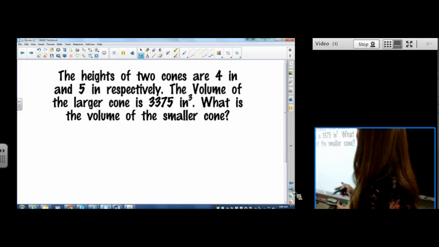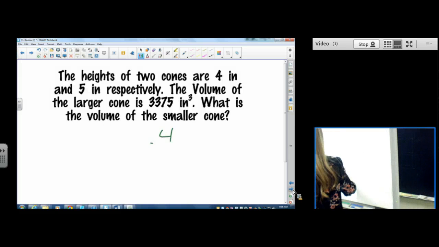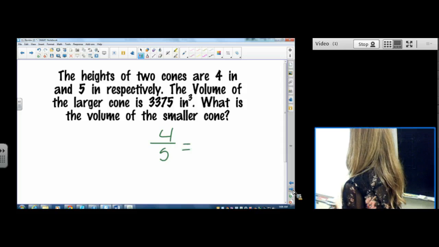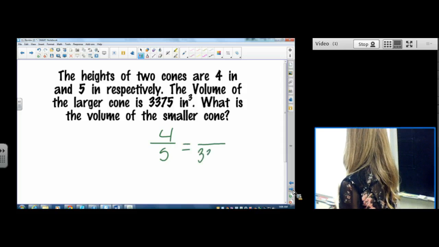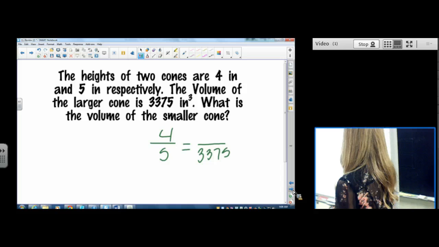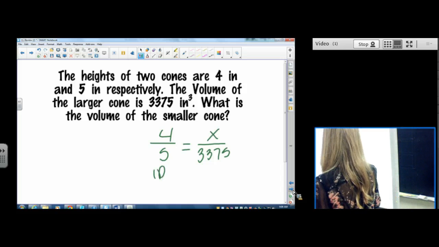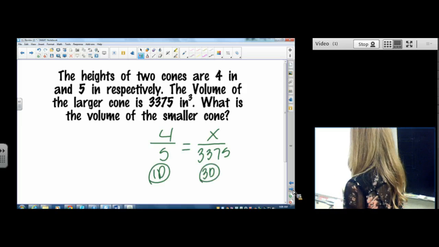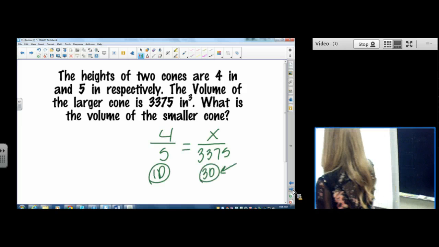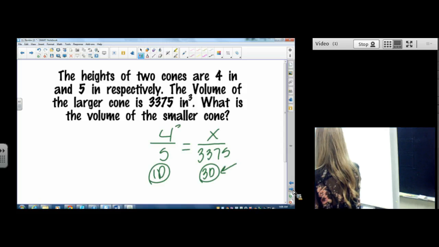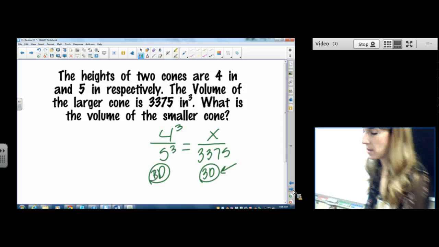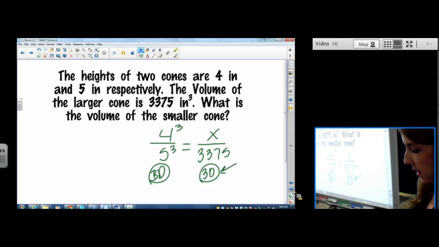The heights of two cones are 4 inches and 5 inches respectively. The volume of the larger cone is 3,375. What's the volume of the smaller cone? Heights are 1D, volumes are 3D. We need our answer to be in 3D, so we're just going to cube this. Now we're 3D, and now we can go straight to our calculator and cross multiply.